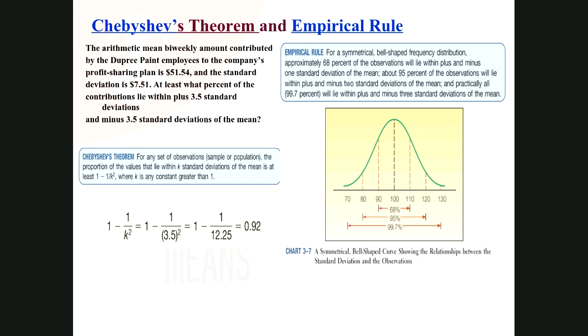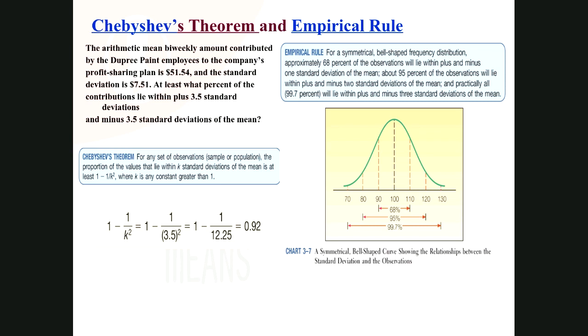Okay, and the empirical rule. Basically what you've seen in the videos where you're talking about the empirical rule, it's used specifically for bell-shaped frequency distributions, where approximately 68% of the observations lie within plus and minus 1 standard deviation of the mean. About 95% of the observations will lie within plus and minus 2 standard deviations, and practically all, 99.7%, will lie within plus and minus 3 standard deviations of the mean.